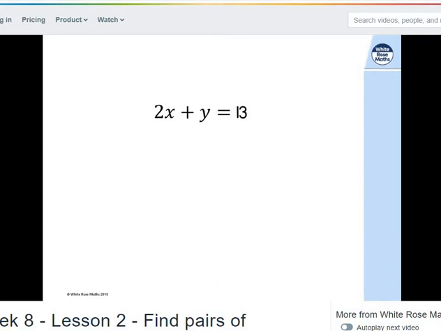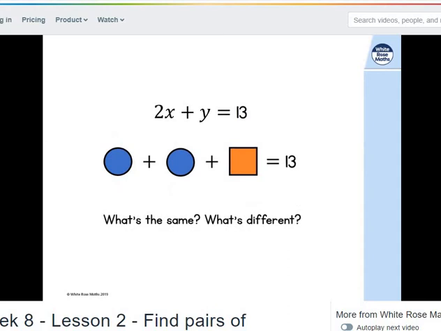What about this one then? So 2x plus y is equal to 13. What about circle plus square equals 13? What's the same and what's different about these two ideas? So pause the video. Can you explain it? What's the same, what's different?